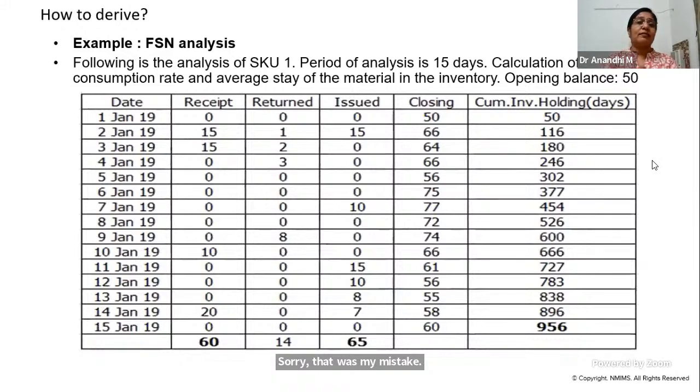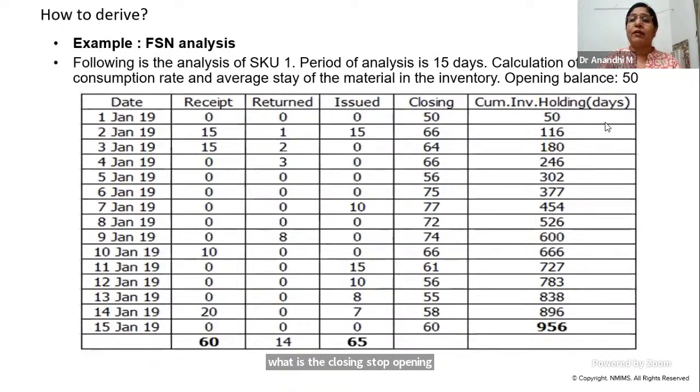Okay, so this is the scenario given. Following is an analysis of an SKU. One, the period of analysis is 15 days. Calculation of the consumption rate and the average stay of the material in the inventory has to be done. The opening balance is 50. For the 15 days, the data is given for an SKU: the receipts on a daily basis, the returned items on a daily basis, what is issued and what is the closing stock.